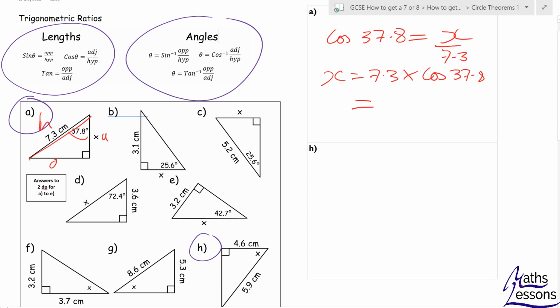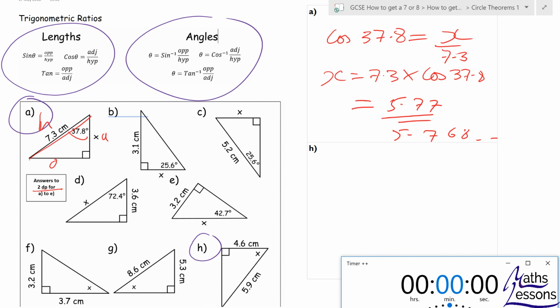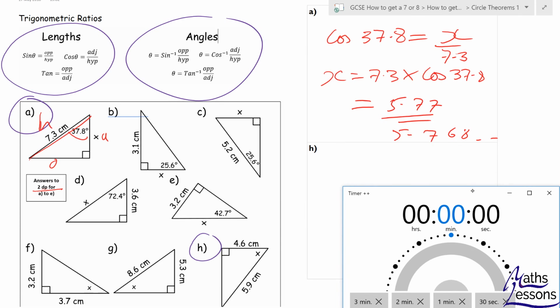This will come out to be 5.77 when you round. It was 5.768 and so on, but it says to 2 decimal places, so we get 5.77. So I'm just going to give you 1 minute to have a go at H. Off you go. Actually, I think 30 seconds because you should be quite good at that. Yeah, agreed.